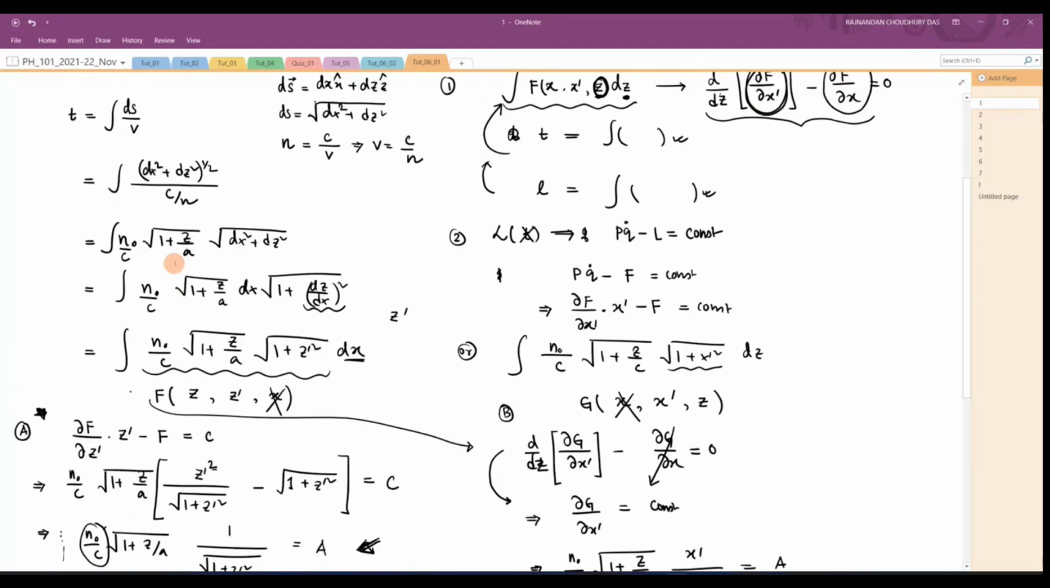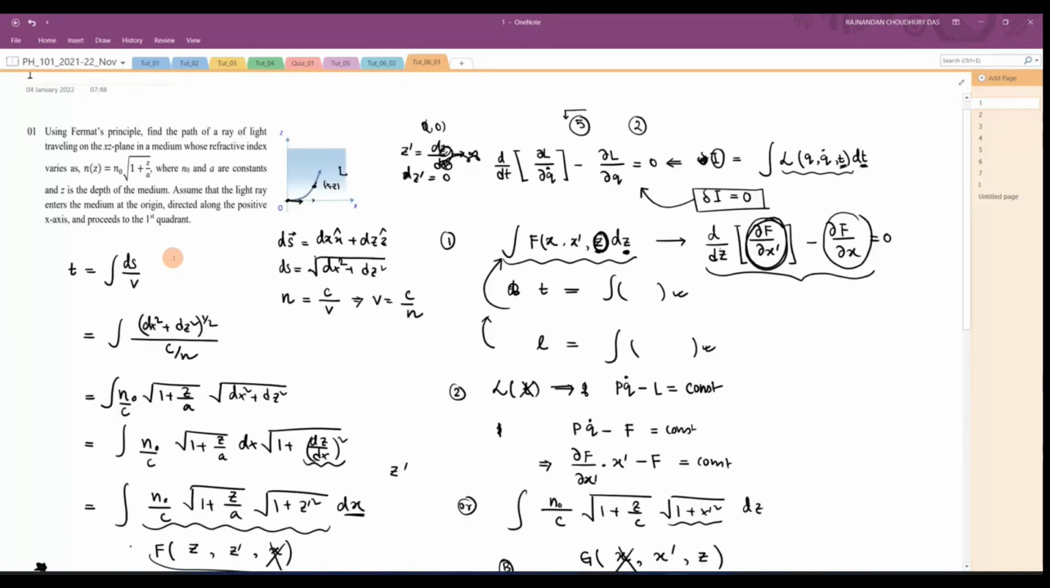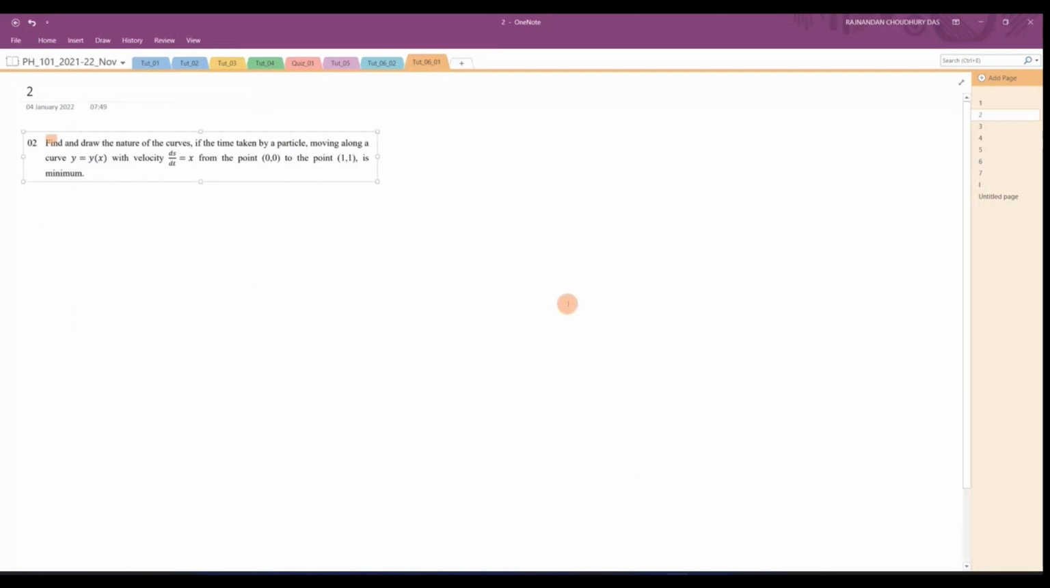Okay, then the rest of the problems are very simple. Now in the second question, we have to find and draw the nature of the curve if the time taken by a particle moving along the curve y equal to y(x) with some velocity from (0,0) to (1,1) is minimum. Again, it's an extremization problem. So we have to find the time taken from the origin to some position A, suppose.